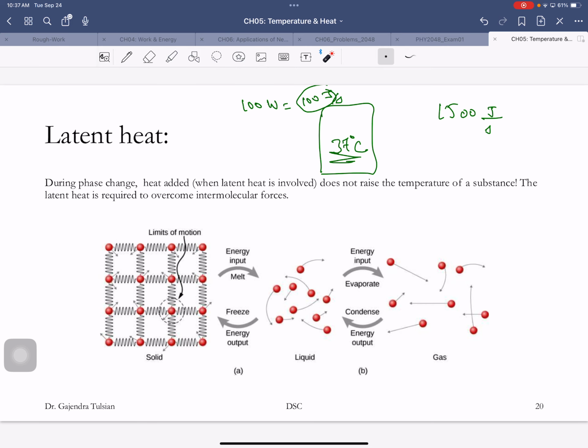Okay? All right, so latent heat during phase change, meaning solid to liquid or liquid to gas: heat added does not raise the temperature of the substance. The latent heat is required to overcome the intermolecular forces. So for instance, here is the solid, and you are adding heat, which is going into breaking these bonds. And when substances melt, you've broken those bonds, and this has become liquid. Okay?